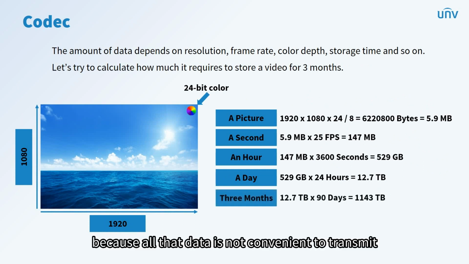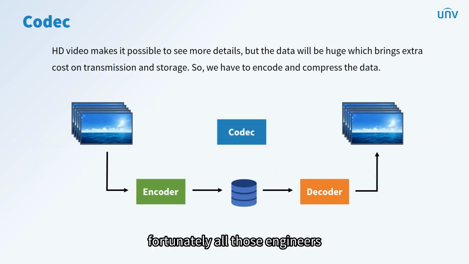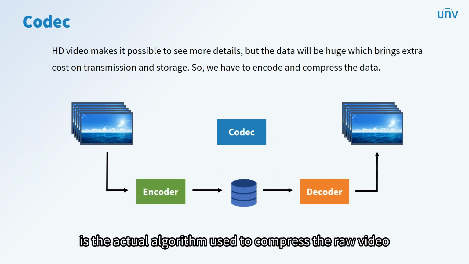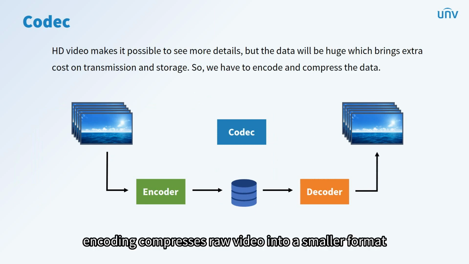That's important because all that data is not convenient to transmit and can cause problems for the camera, SD card, hard drive, and so on. Fortunately, all those engineers have come up with a lot of clever ways to encode and compress the data. Codec, or coder-decoder, is the actual algorithm used to compress the raw video, then to decompress the file for streaming or file transfer. Encoding compresses raw video into a smaller format. And decoding is essentially the reverse of encoding.